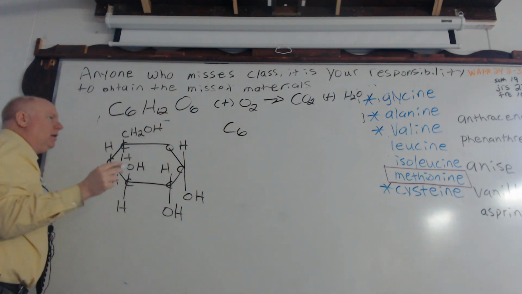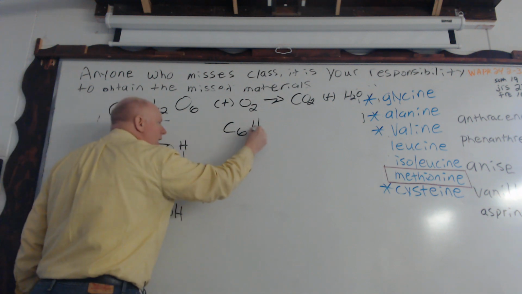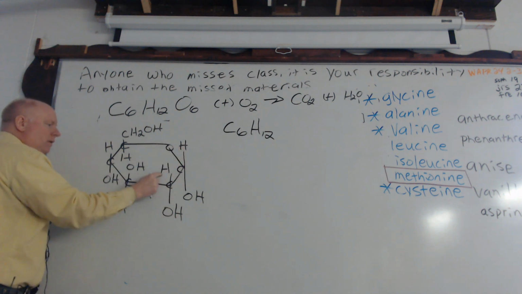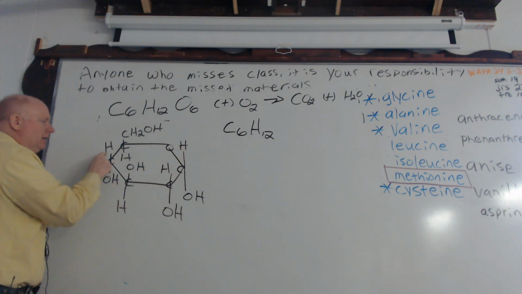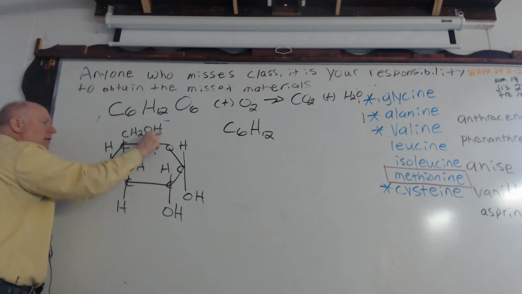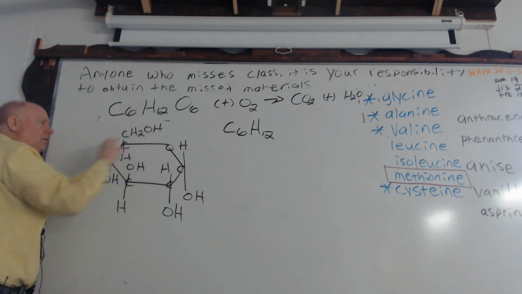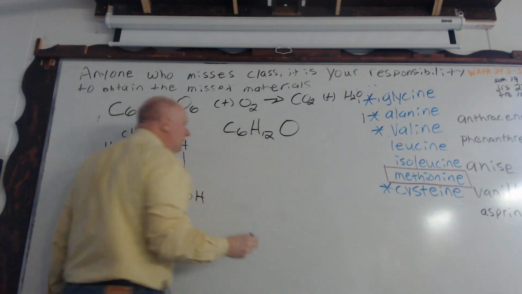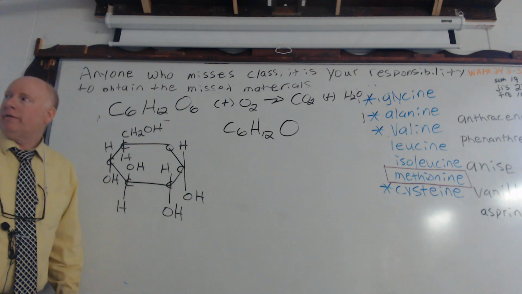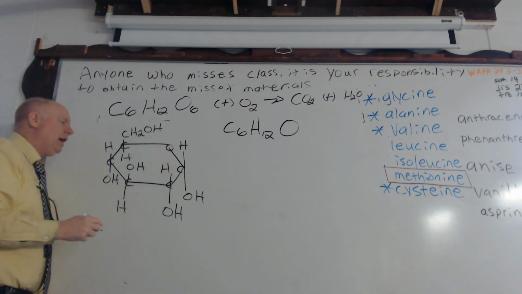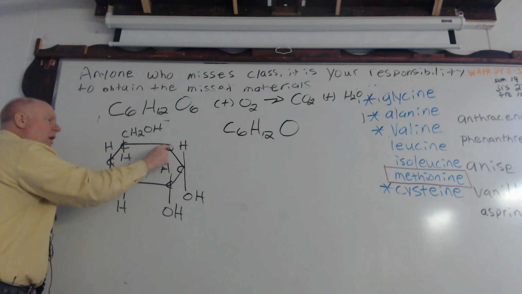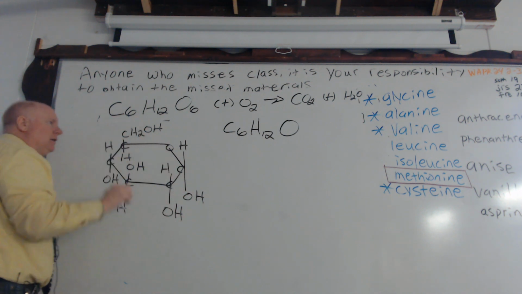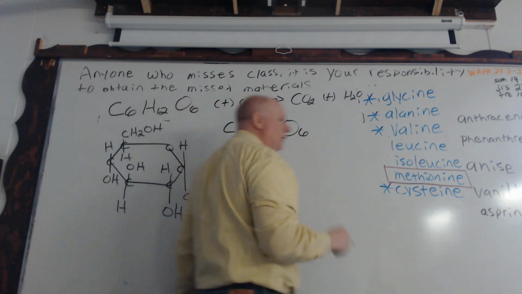Okay? So we need 12 hydrogens. There's 1, 2, 3, 4, 5, 6, 7, 8, 9, 10, then 2 more, gives you 12. Then for oxygens, that's why it was so important to observe that yes, that is an oxygen atom. Because there gives us 1, 2, 3, 4, 5, 6. There is your 6 oxygens. Okay?